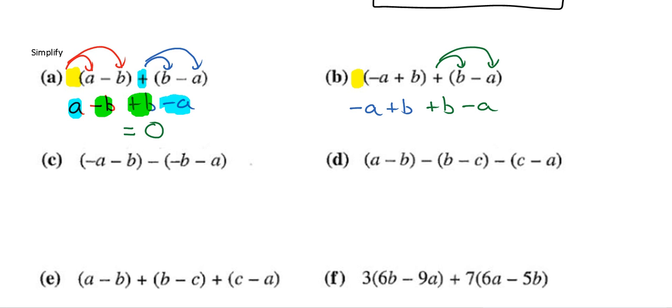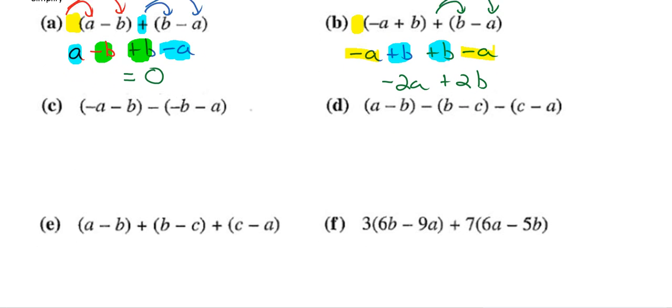All right, now we need to combine the like terms. So negative a minus a, this is going to be negative 2a. And if I combine plus b and plus b, that's going to give me positive 2b. All right, and there it is. There's my final answer.